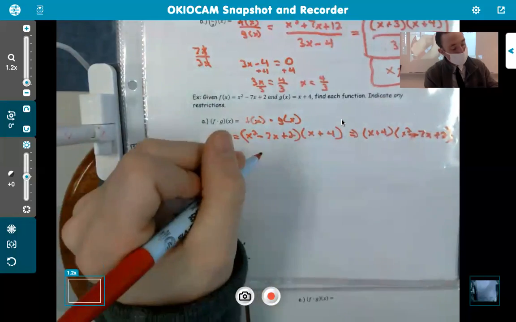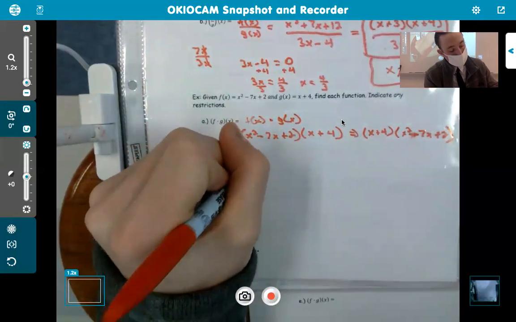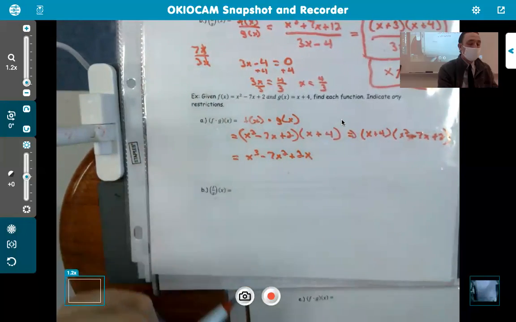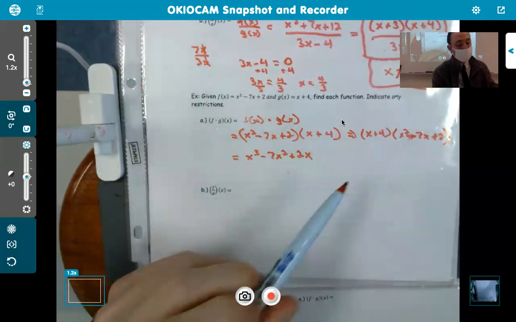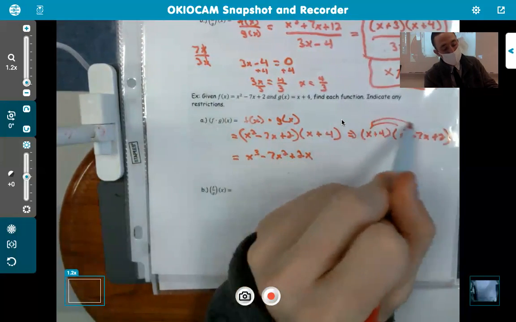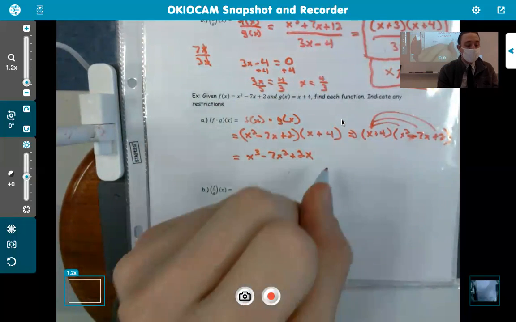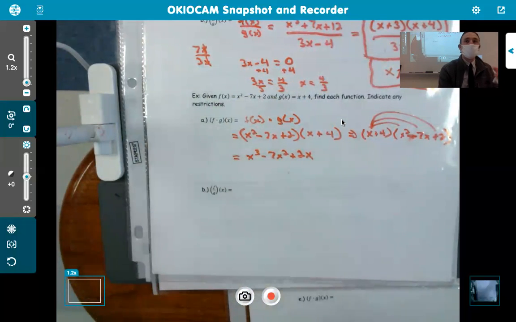Jake? Good. x cubed minus 7x squared plus 2x, right? I take that x and distribute it to each term. When I distribute the 4, what are my next three terms going to be after I distribute the 4? Hear from somebody different.